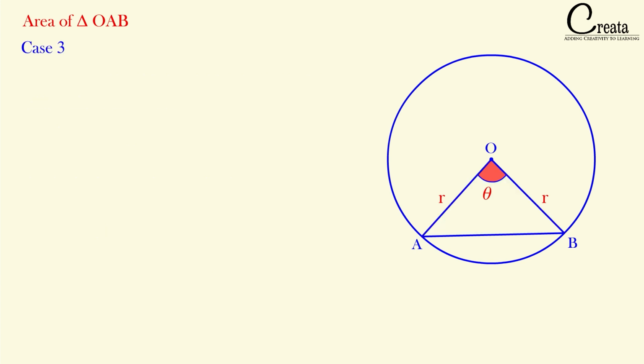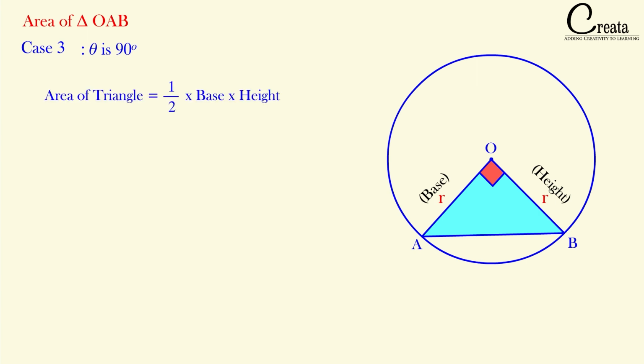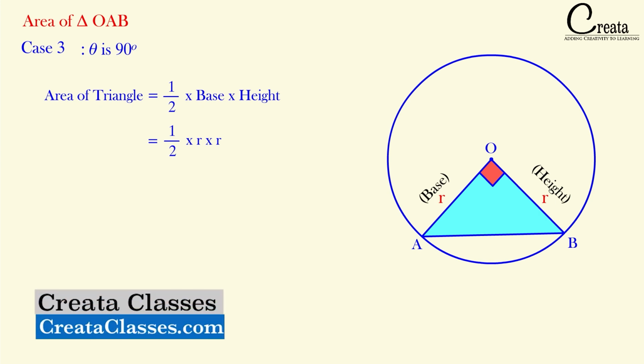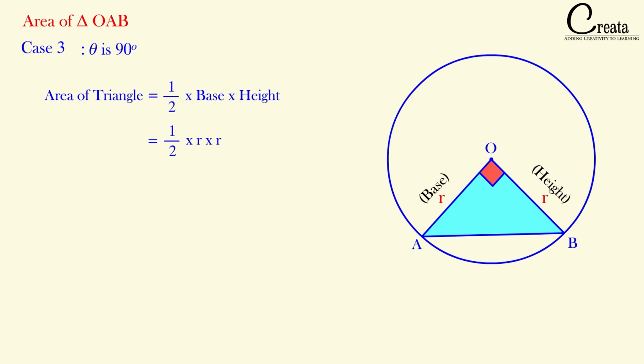The third case, when this angle is a 90 degree angle. When this angle is 90 degree, then the complete triangle itself is a right angle triangle. This is the base and this is the height. So you can directly apply the formula of area of the triangle, that is half into base into height, which is half into r into r, where r is the radius. This way you can get the area of the triangle. So we have discussed the three cases to find the area of the triangle. Got it? Let's move further.